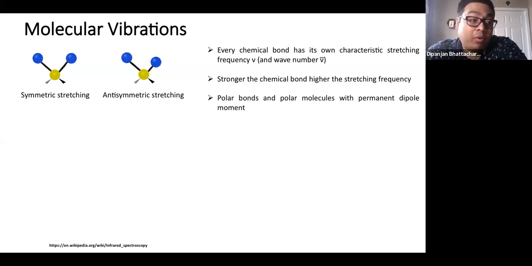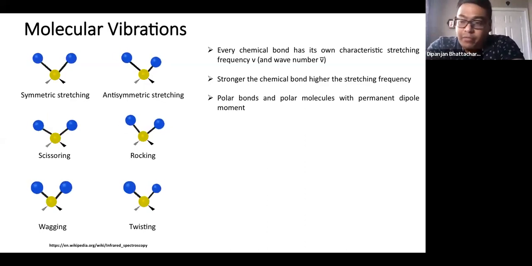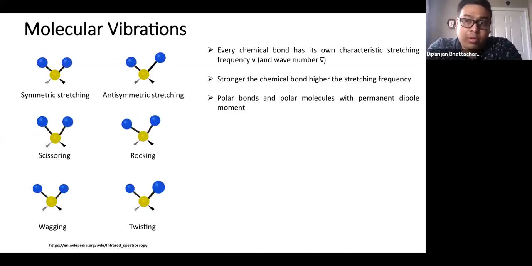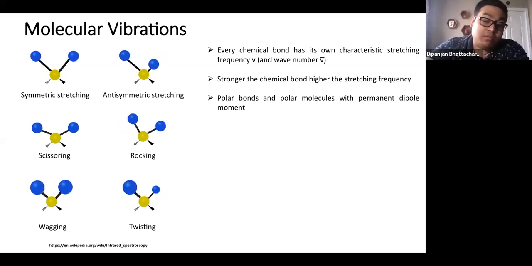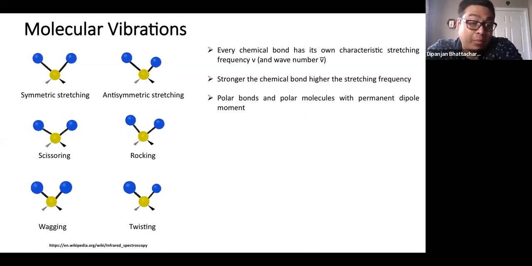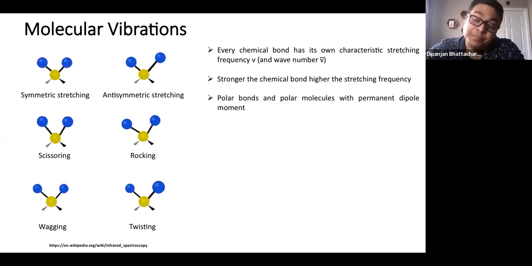Now, you might have a couple of polar bonds in a molecule, like for example, CCl4, carbon tetrachloride. It has 4 carbon-chlorine bonds, each of them are polar, but overall the molecule has no dipole moment. You're not going to see any IR spectrum for such molecules. You need to have a permanent dipole moment. Now, apart from stretching, which of course is the most important one, there are several other types of molecular vibrations: scissoring, rocking, wagging, and twisting, less important. As organic chemists, we don't really care about those, but in metabolomics, when I show you the examples, you will see that those might be important.